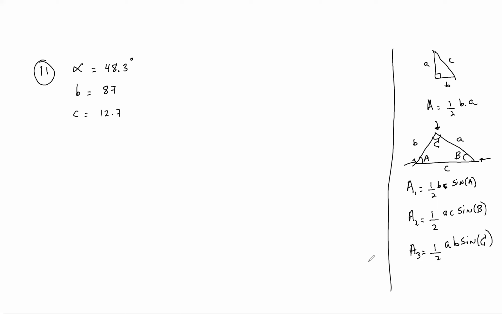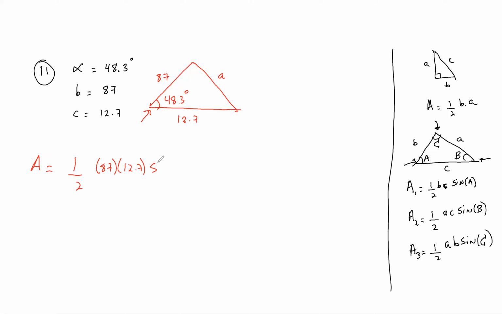Let me see what happened in this one. The information that we have: you know this one, 48.3. I don't know this one. A is not given, but we know b and we know c. And they're asking only for the area. That will be half. I'm going to use this information: half times 87, 12.7, sine of this angle, the information that we have.